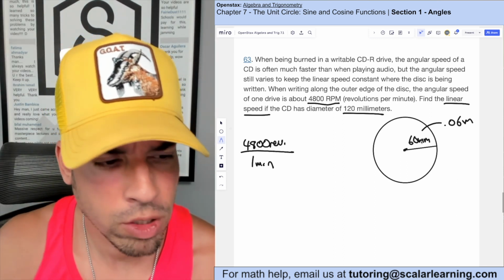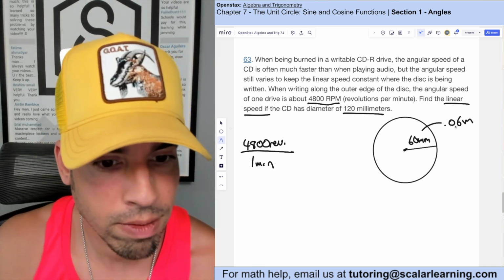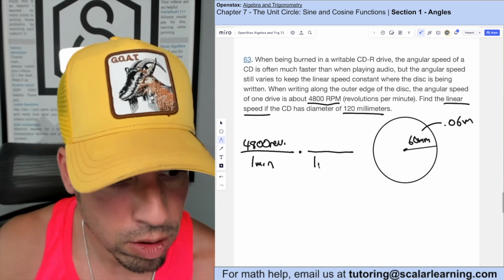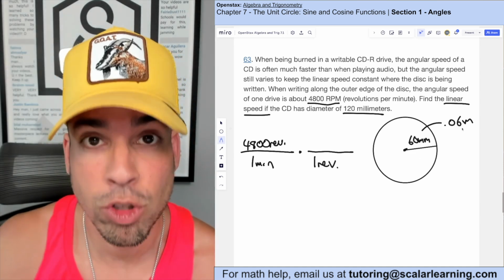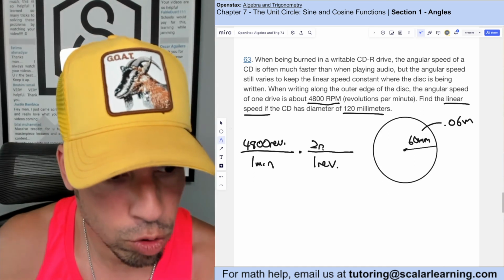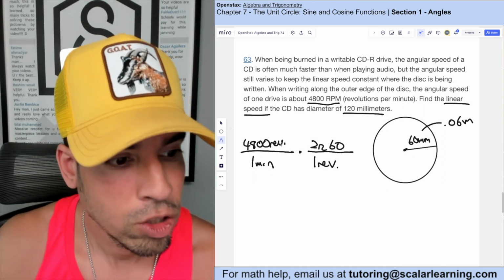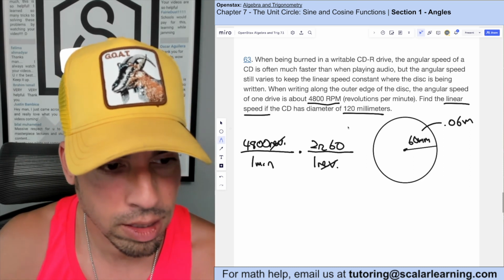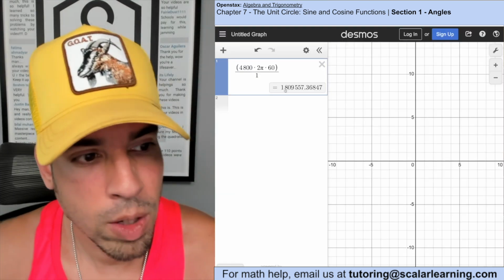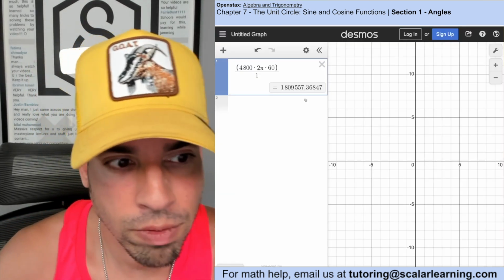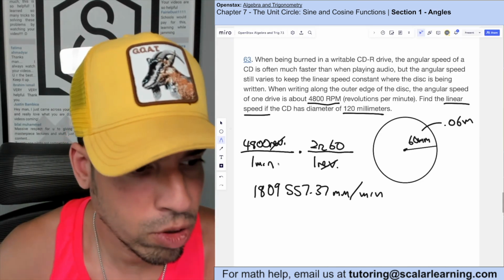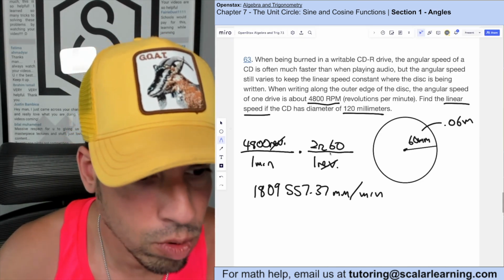So first we have revolutions per minute. Now first I'll convert it to millimeters per minute because they do have that in the answer. Now here's the dealio, right? 1 revolution, that's what we need to convert away from, is equal to 1 go around, which is 1 of the circumference, which in millimeters is 2 times pi times the radius. So now we can calculate this and get our nice millimeters per minute. So let's do that in Desmos. And we get 1,809,557.37.